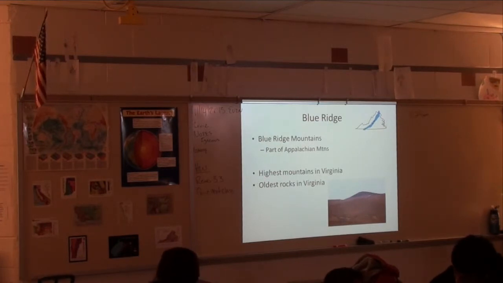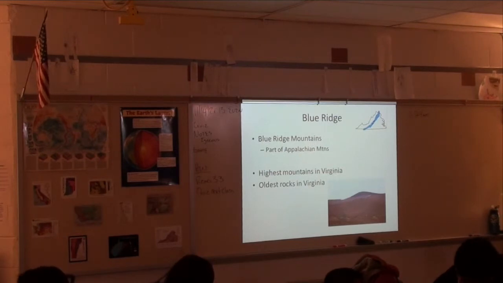The Blue Ridge Mountains are part of the Appalachians. They're the highest mountains in Virginia, and they're the oldest rocks in Virginia. Very important, you know that. Blue Ridge, oldest rocks in Virginia. Appalachian Mountains. Blue Ridge, part of the Appalachians. It's the easternmost edge of the Appalachians in Virginia.